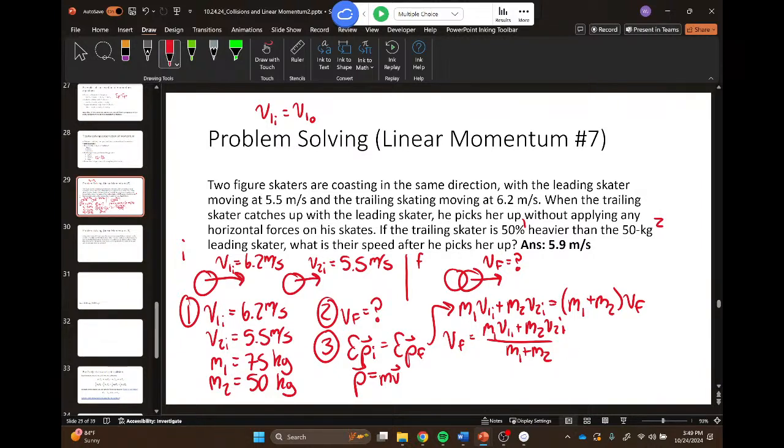All right, let's plug in numbers. So good. Let's actually figure out what's going to happen in this exact scenario. 75 times 6.2 plus, nope, we'll put the numbers in the right spot, 50 times 5.5, all divided by 75 plus 50. You plug that in a calculator and it gives you an answer, which is 5.92.